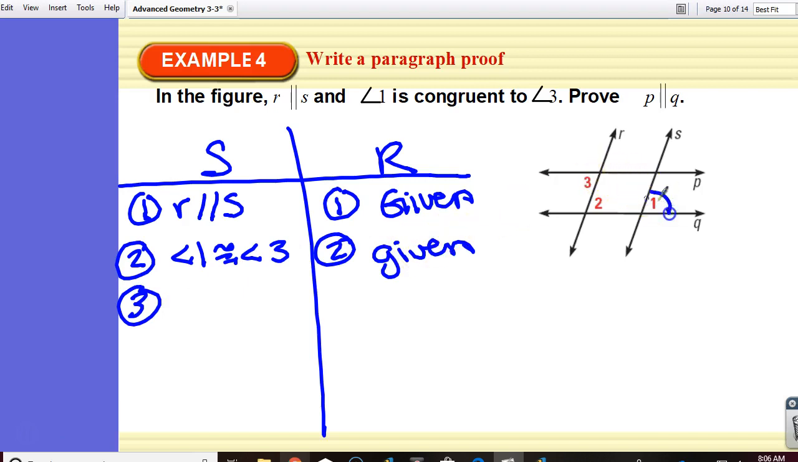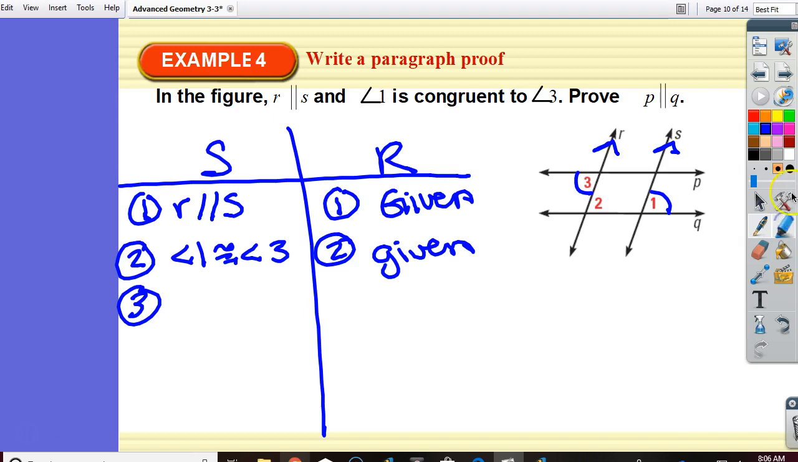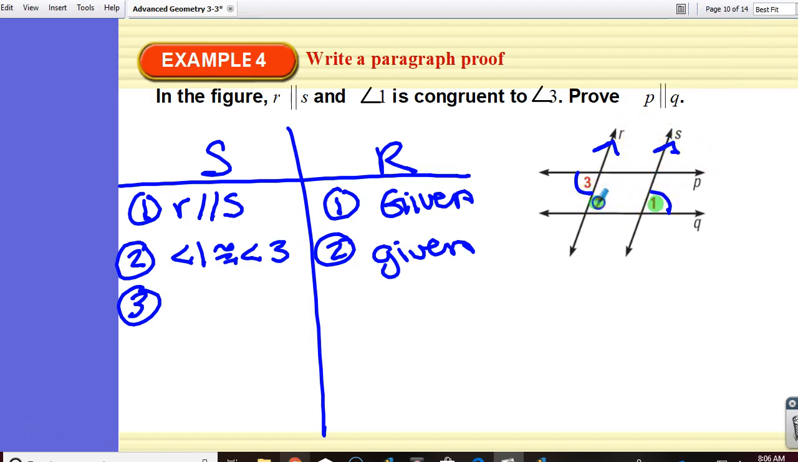Alright, so we have 1 is congruent to 3. They told us that, right? And we know that R is parallel to S, so that's given. And we're trying to prove the other two parallels. So what do we know so far? I'm staring at it to see what I do know. With these being parallel, I know that 1 and 2 are congruent.